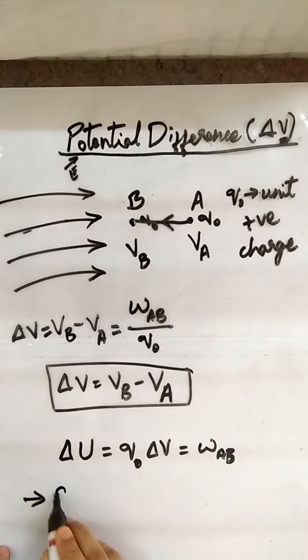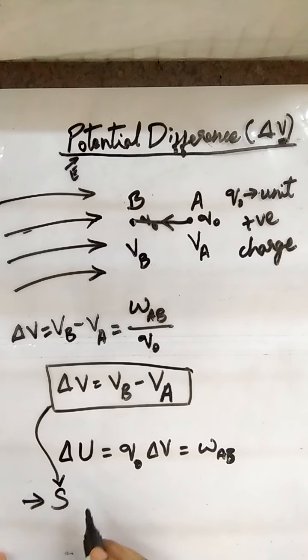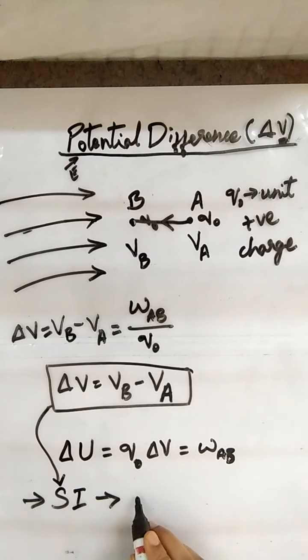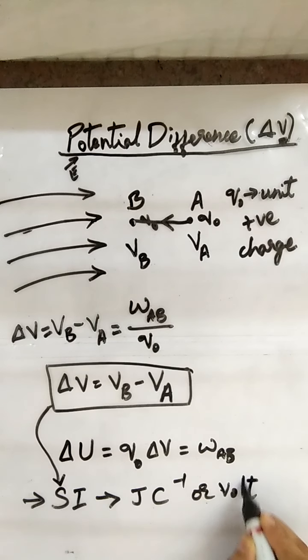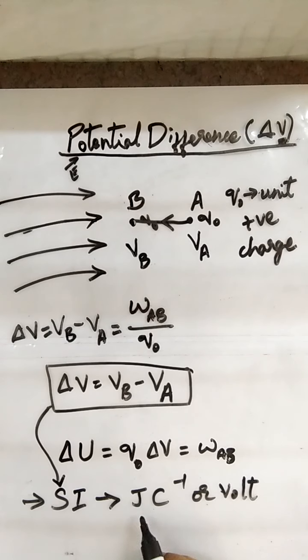Now what is the SI unit of change in potential, or potential difference? The SI unit is joules per coulomb, or it is also called volt. It is the same as potential. Potential has an SI unit of joules per coulomb, right? Here you are just taking the difference of potential, so it is again joules per coulomb, or volt. For both potential and potential difference, the SI unit is joules per coulomb or volt. Alright, I hope you understood this. Now let us do a very small problem based on this concept.